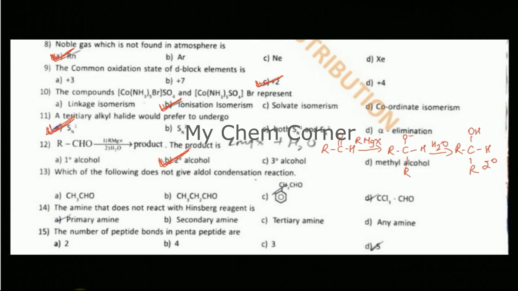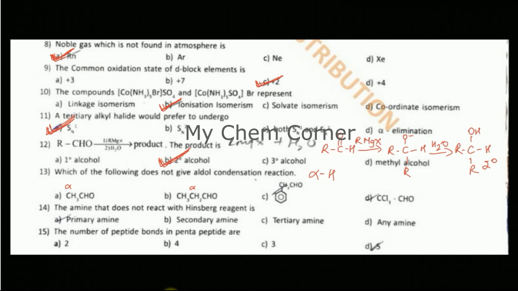Next one. Which of the following does not give aldol condensation? Remember one thing, whenever you do aldol condensation, you should have alpha hydrogens. I have an aldehydic carbon; the carbon bonded to that aldehydic carbon is the alpha carbon, and any hydrogen bonded to the alpha carbon is called an alpha hydrogen. So this first molecule has an alpha hydrogen. Let's see the second molecule. I have an aldehydic carbon bonded to a next carbon, which is the alpha carbon. That alpha carbon has two hydrogens, which are alpha hydrogens.